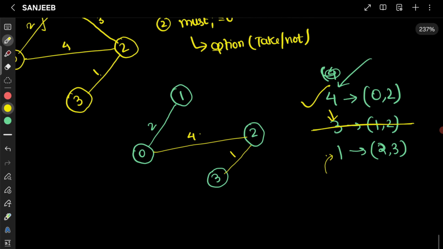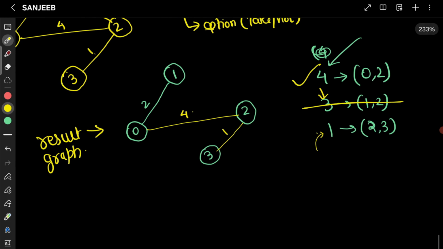Okay, so this is the final result that we will have, right? This is the final graph that we have, the resulting graph. Now, how do we find the answer?